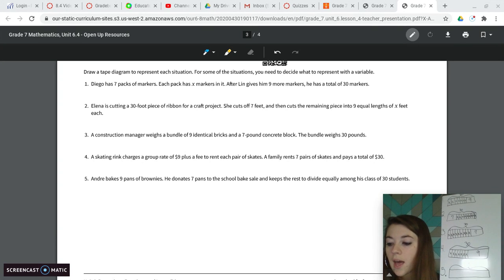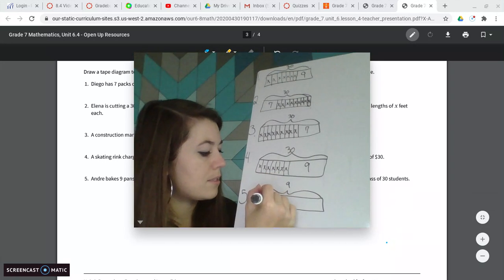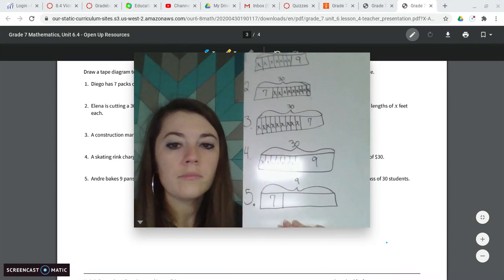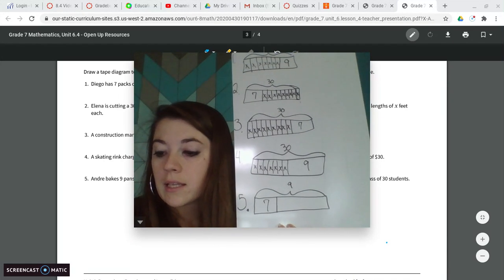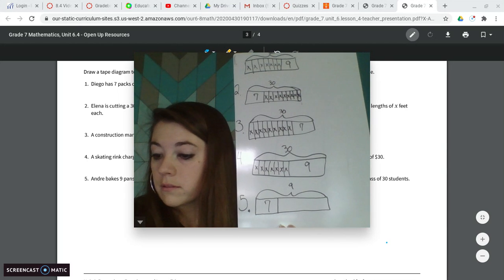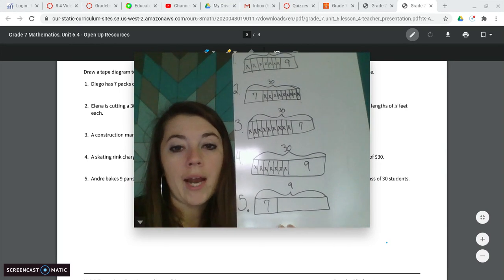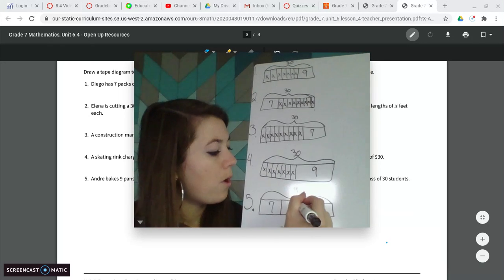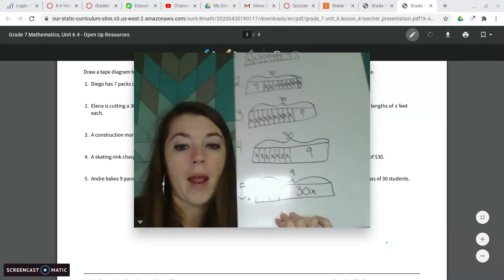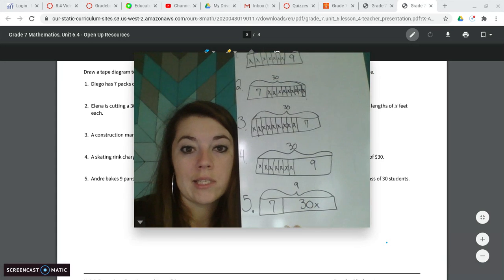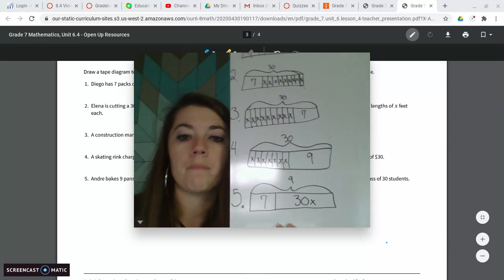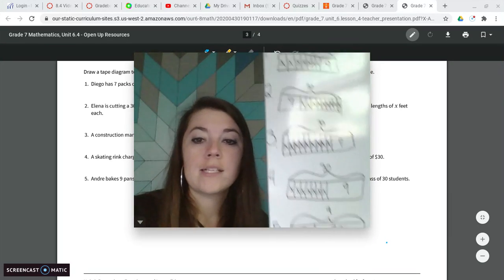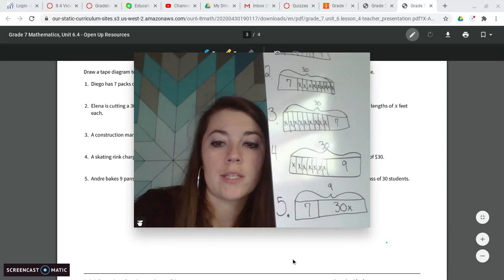Now, it says that he donates 7 pans to the school bake sale. So we're going to have one box marked 7. The rest, he splits among his classmates of 30. So now we could write out 30 X's. That's going to take a little while. Or we can write it as 30X. That makes it a little easier, especially when there's that many X's to have to write out. That'd be a lot to fit into a tape diagram. Okay, so here are our 5 tape diagrams matching each of these situations.